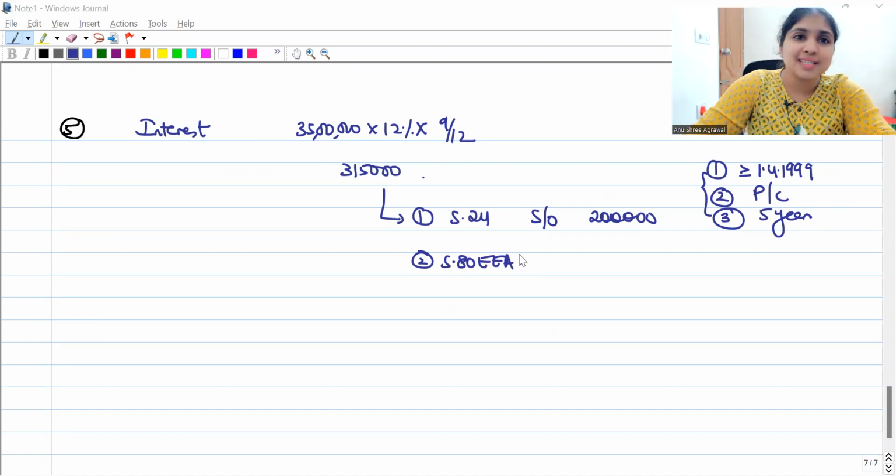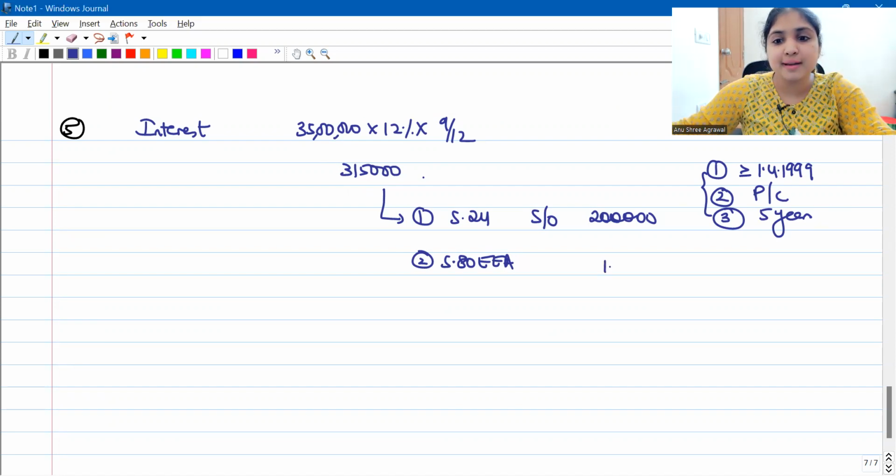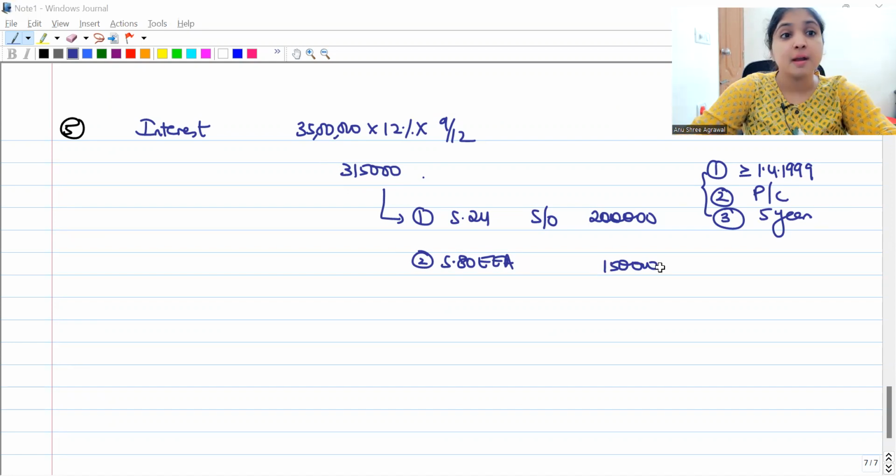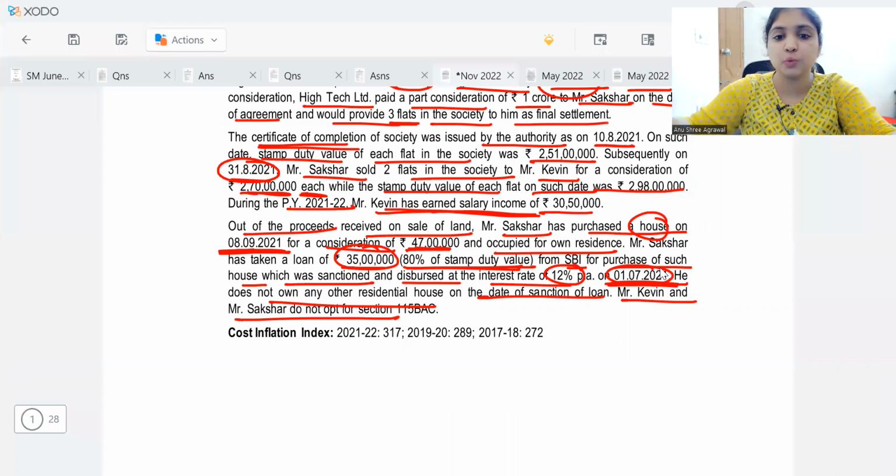Here, what's the maximum deduction you get? Maximum 1,50,000 is the maximum deduction you get. But for that, the loan should be sanctioned in the period 1st April 2019 to 31st March 2022. Is the loan sanctioned in that period? Yes. 1st July 2021 is in that period.